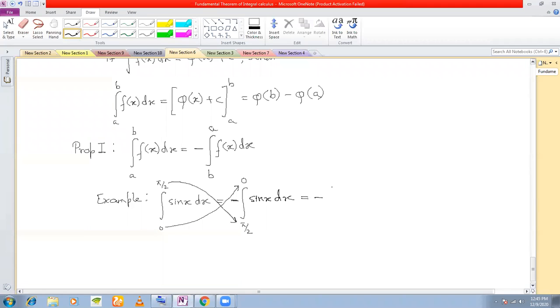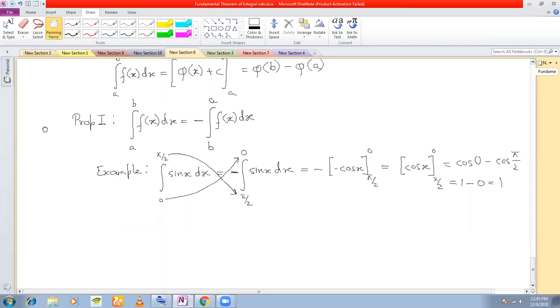What is the integration of sin x? It is minus cos x, and the lower limit now becomes pi by 2 and the upper limit becomes 0. Now you take the minus sign outside, it becomes a plus sign. So this is the same as cos x integrated between pi by 2 to 0. You put the upper limit first, cos 0, and the lower limit, cos pi by 2. Cos 0 is 1, and cos pi by 2 is 0. So this becomes 1. That is how you use the first property.